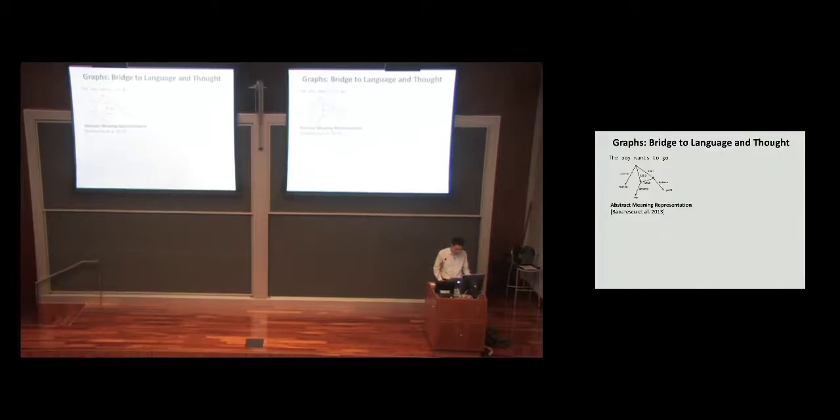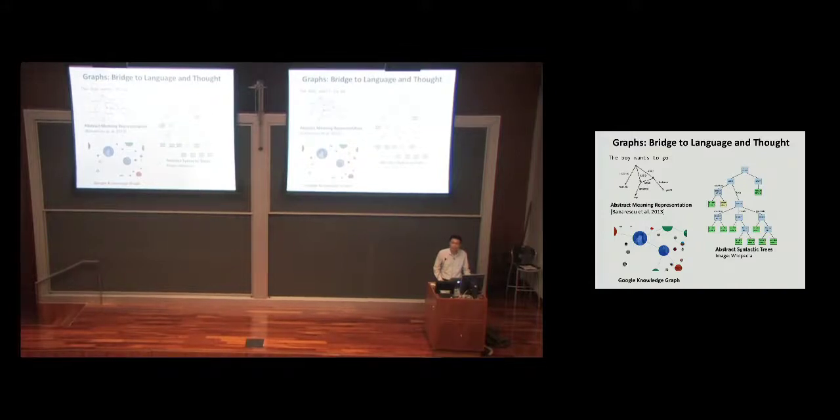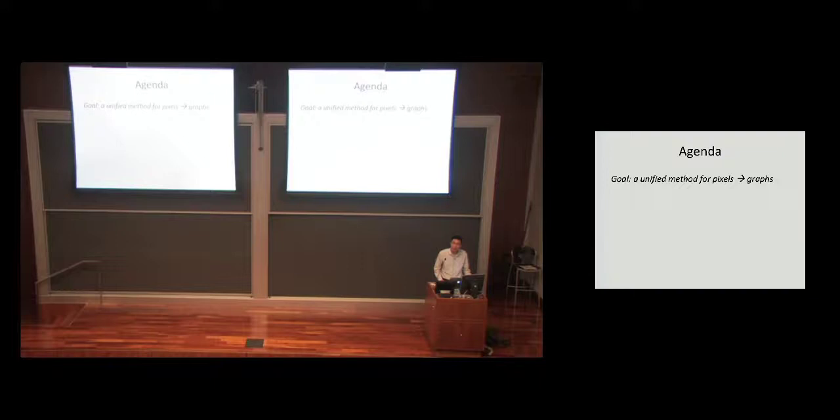Also, graphs serve as a bridge to language and thought. They are used to represent the semantics of natural sentences, the semantics of programming languages, as well as semantic knowledge in general. And today, I'd like to show you a unified method we recently developed for the problem of pixels to graphs. But before tackling the full general problem, I'd like to take a simpler step first. That is, I'd like to address this spatial grounding problem given a known graph.